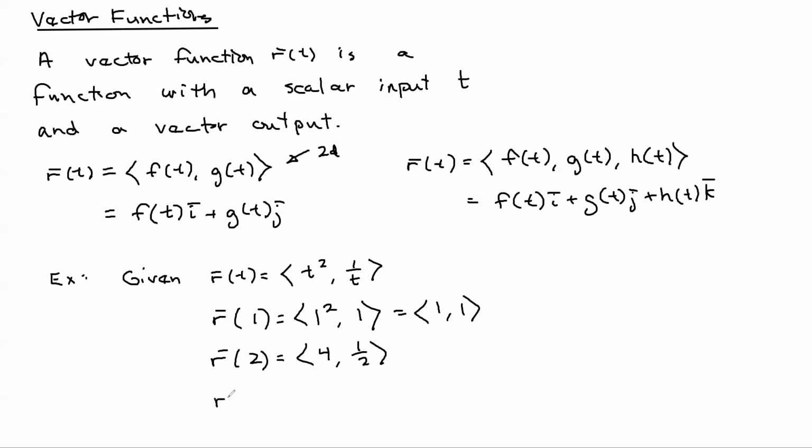Okay, and then we could plug in 3, and we just plug 3 into the individual functions. So you plug 3 into t squared, and that gets you 9. You plug 3 into 1 over t, and that gets us 1/3. Okay.